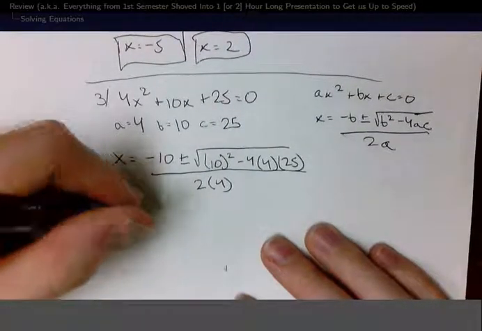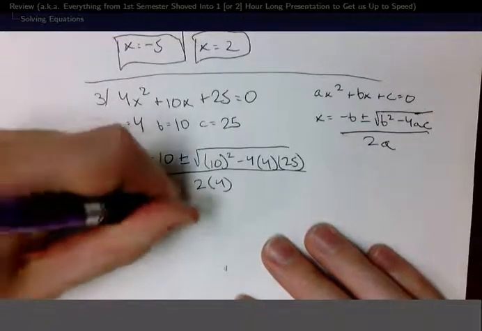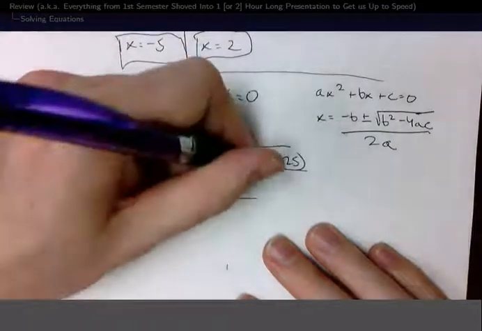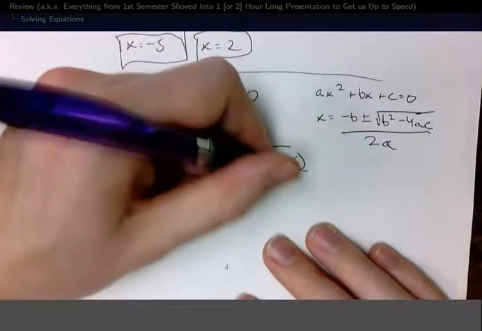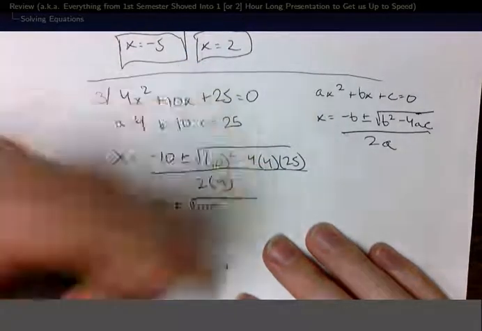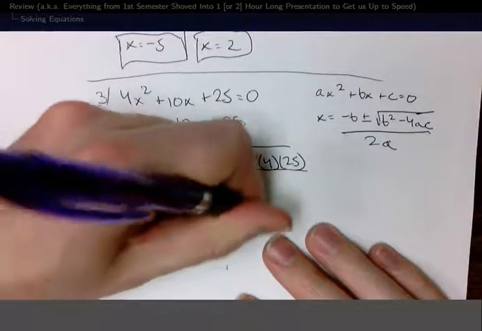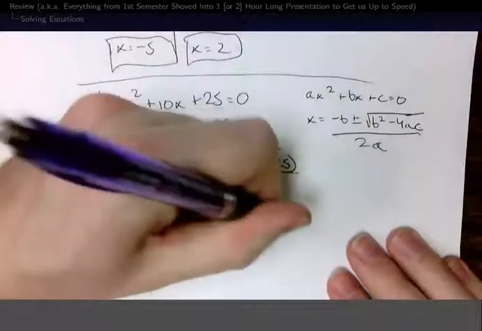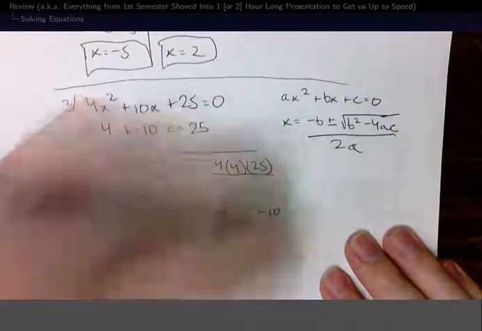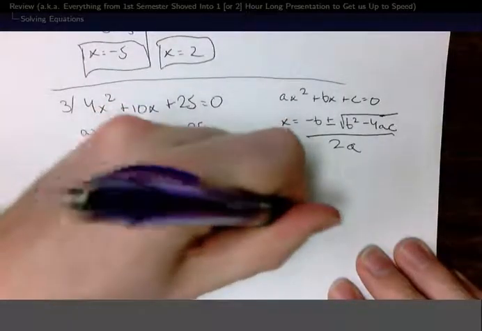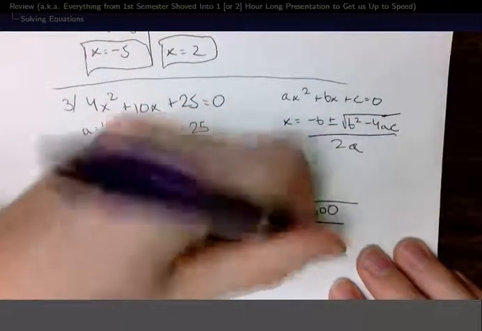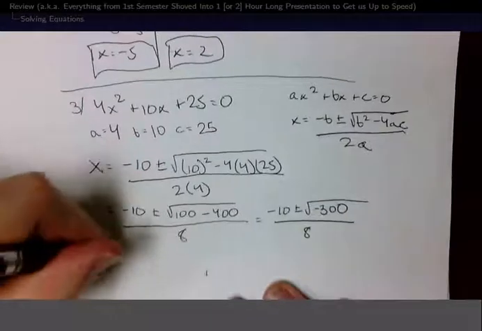And then it's just doing the arithmetic. So here we have negative 10 plus or minus, so 10 squared is going to be 100. 4 times 25 is going to be 100 times 4, so that's going to be minus 400, divided by 8. So here we have negative 10 plus or minus the square root of negative 300, divided by 8 here.